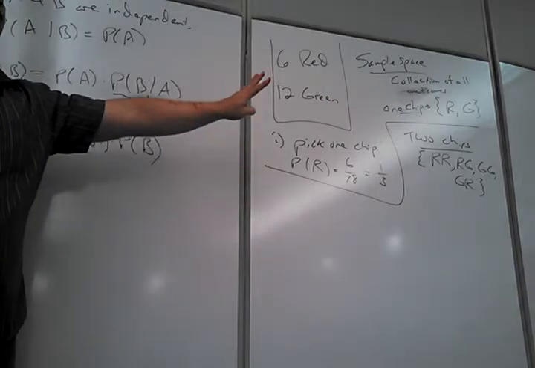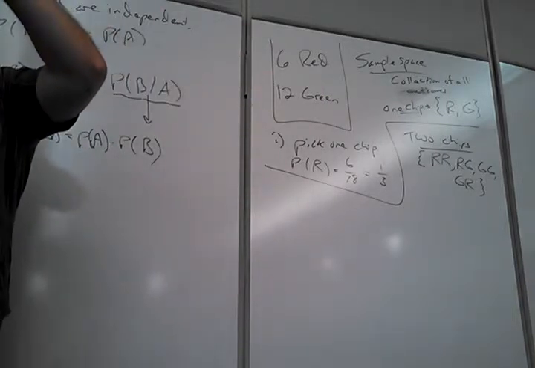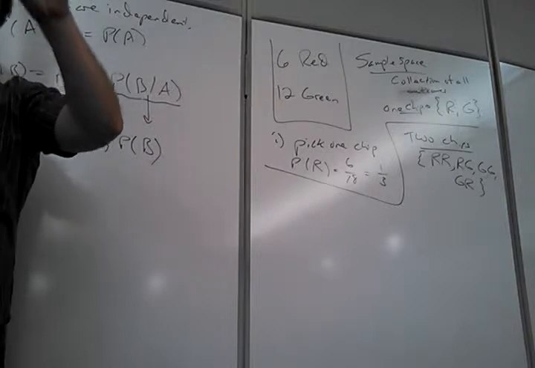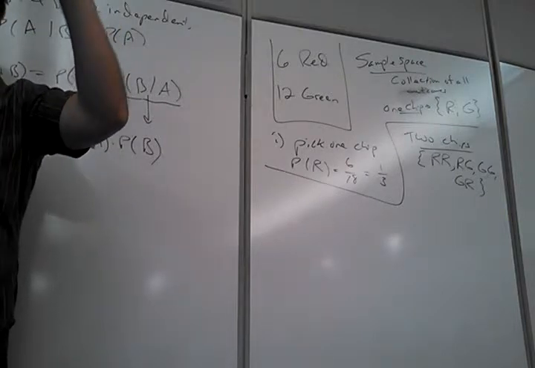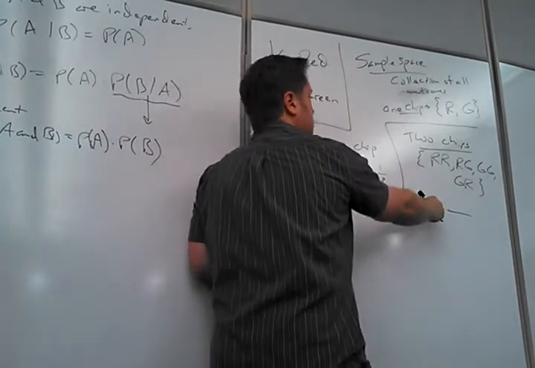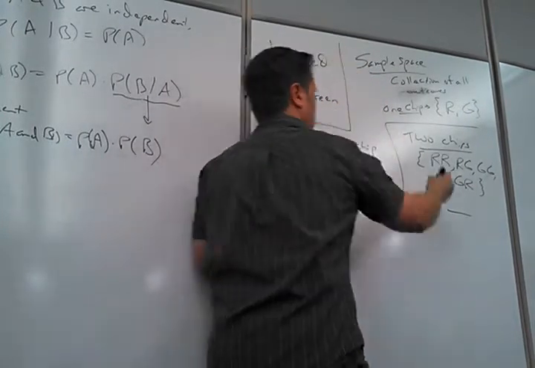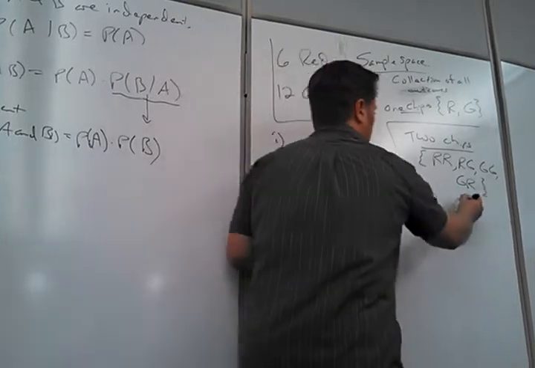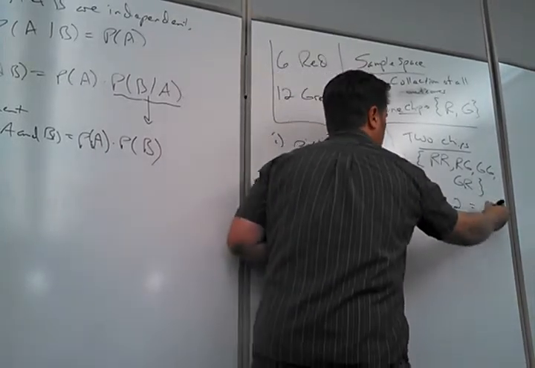Why are there 4 outcomes? Why do you think? And I love the answer. Well, how many options? If I pick 2 chips, how many options for the first chip? 2. How many options for the second chip? 2. So for every 2 of these, there's 2 of those. 2 times 2 is 4.